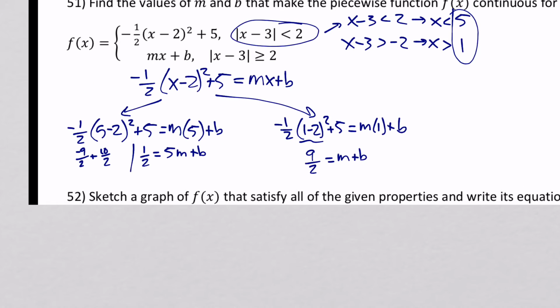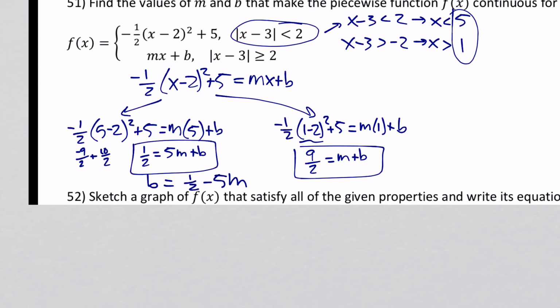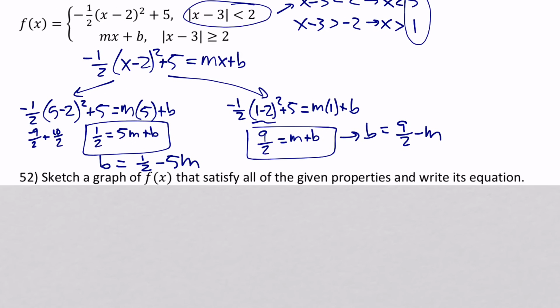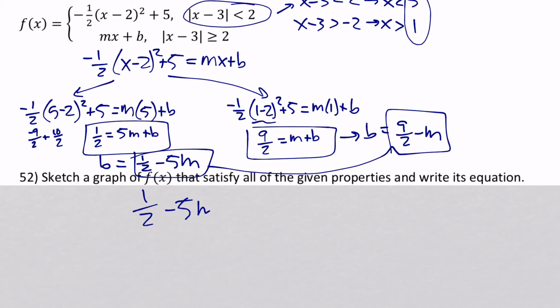And we need to combine this equation with that equation. So to do that, probably going to solve both of them for b. So b equals 1/2 minus 5m, and then in this equation, b equals 9/2 minus m. So we need to set 1/2 minus 5m equal to 9/2 minus m. So 1/2 minus 5m equals 9/2 minus m.